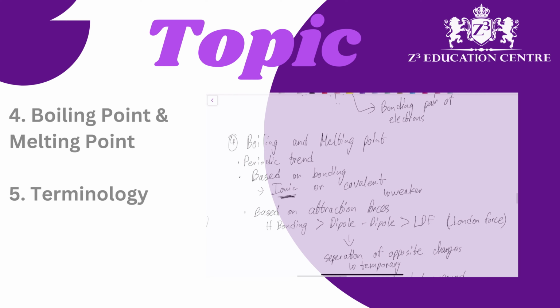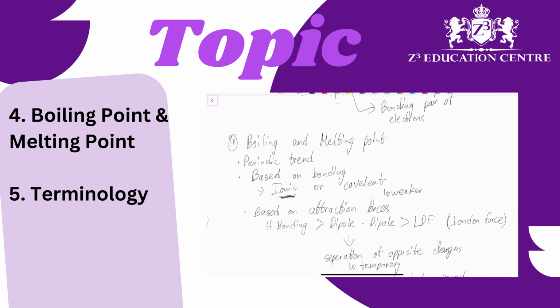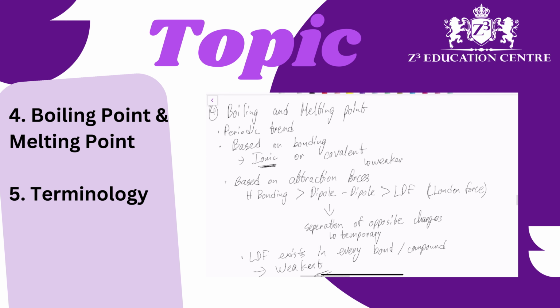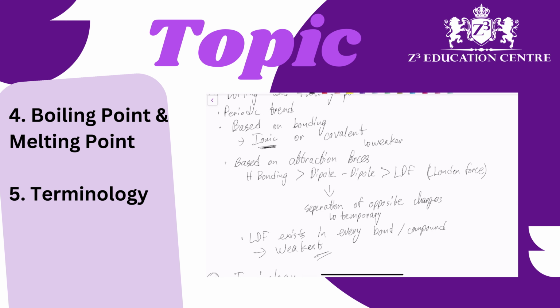We move on to boiling and melting point. The first thing we have to remember is periodic trends. Second thing is based on bonding itself. So is it ionic or is it covalent? If it's ionic, it's stronger. If it's covalent, it's weaker. Next is based on attraction forces. If you look at the 3 types of forces, it's hydrogen bonding, dipole-dipole, and LDF. The strongest would be hydrogen bonding, which would be hydrogen bonded to a NOF.